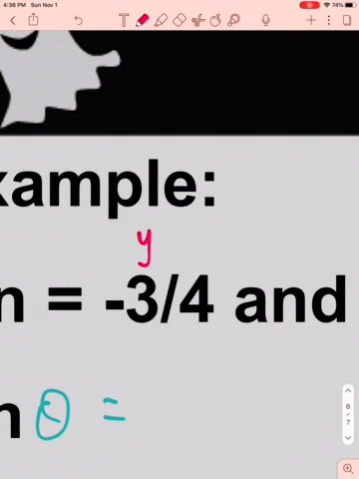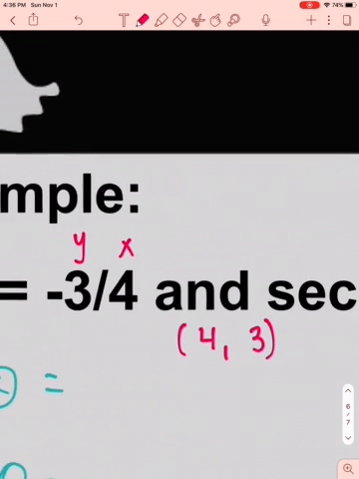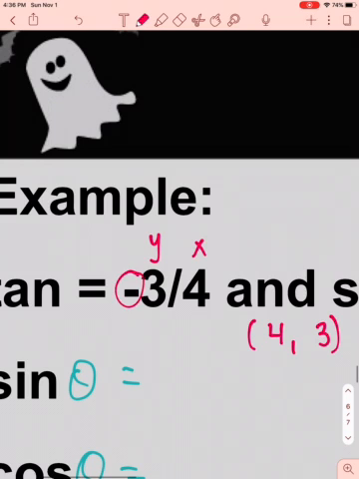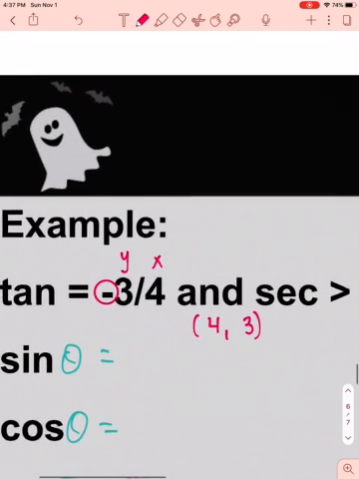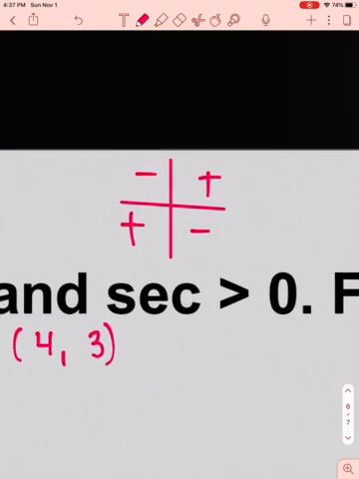Now, tangent is y over x. So my coordinate is 4 and 3. Again, we don't know which one's negative and which one's positive yet. My whole fraction's negative, which means only one of those numbers, x or y, is negative. So tangent's negative, which puts us in 2 or 4 because it goes every other. And then we have to use the other piece of information to narrow it down.